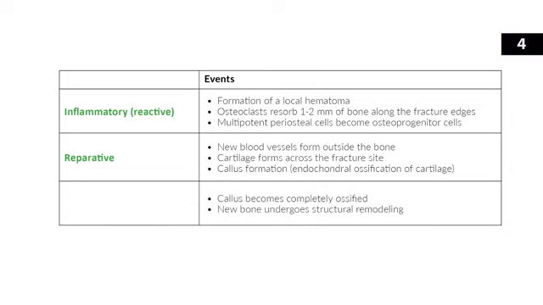Then the third phase of bone healing is the remodeling phase. During the remodeling phase, that callus continues to become ossified, and then the new bone is extensively remodeled by osteoclasts and osteoblasts. We'll talk more about those cells in the next video.